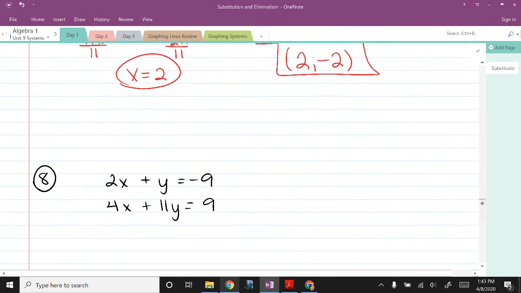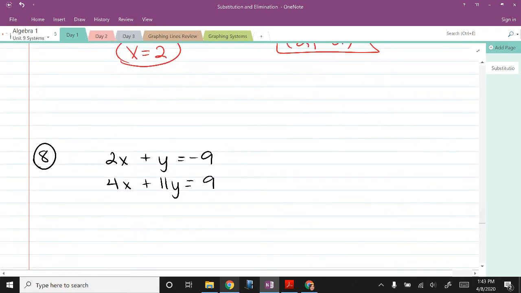Okay, let's see what we got next. All right, so this one, I'm going to have to think a little bit. My x's don't cancel out, and neither do my y's. So I need to somehow think of a way to get opposite coefficients. Now, I could multiply the top row by -11, but when I multiply that number by -11, I'm going to get 99. Sure, that's kind of a big number, so I don't want to do that if I don't have to.